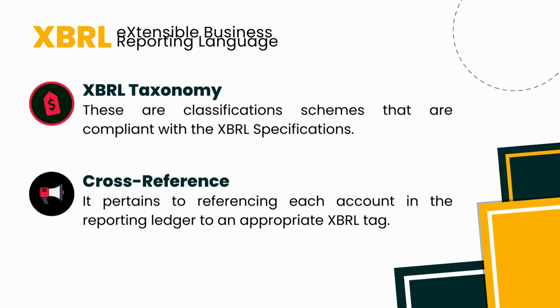The next step is to cross-reference each account in the reporting organization's general ledger to an appropriate XBRL taxonomy element, or tag. To make the data useful to outsiders and comparable with other firms, they need to be organized, they need to be labeled, and they need to be reported in a manner that all XBRL users generally accept. This involves mapping the organization's internal data to the XBRL taxonomy elements.